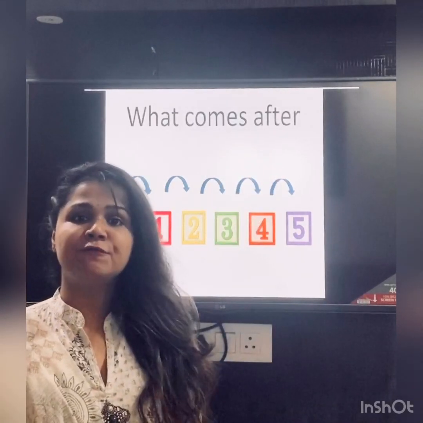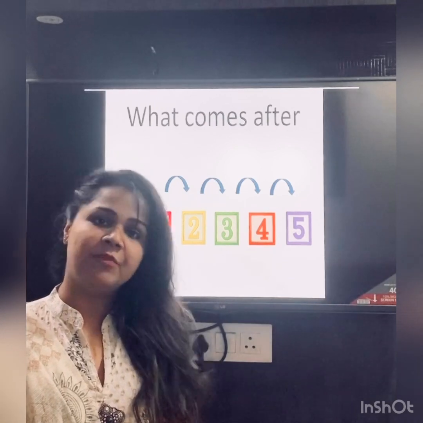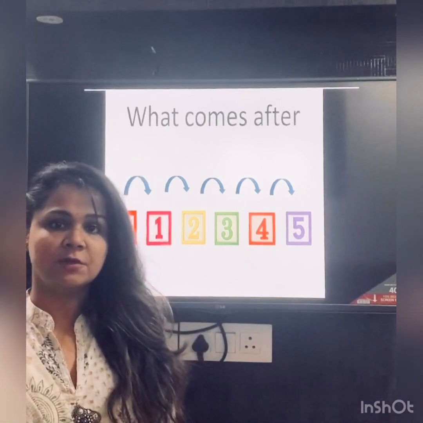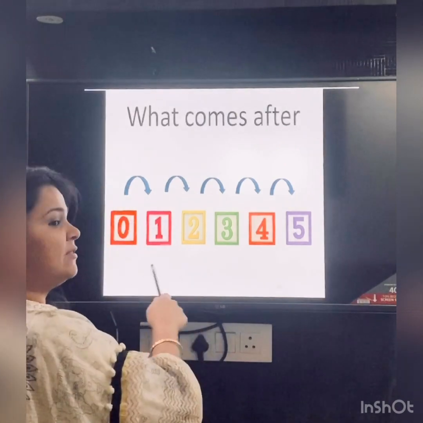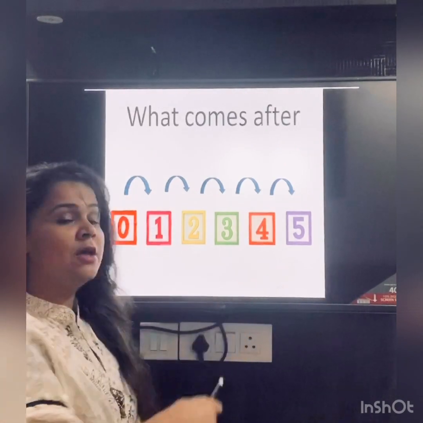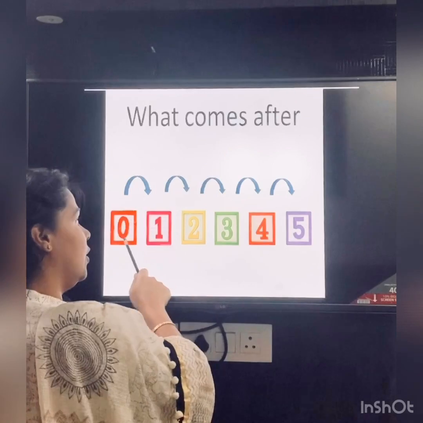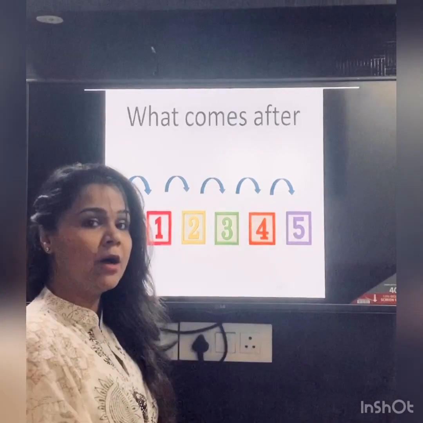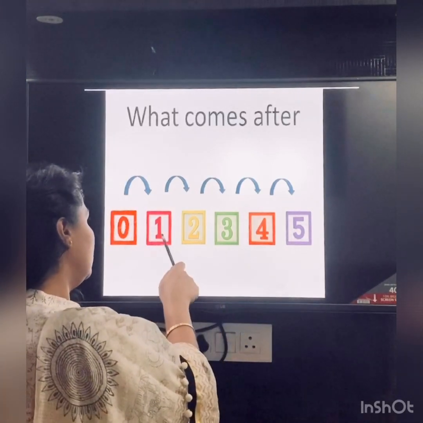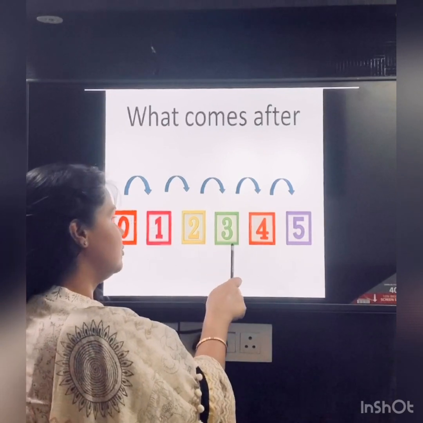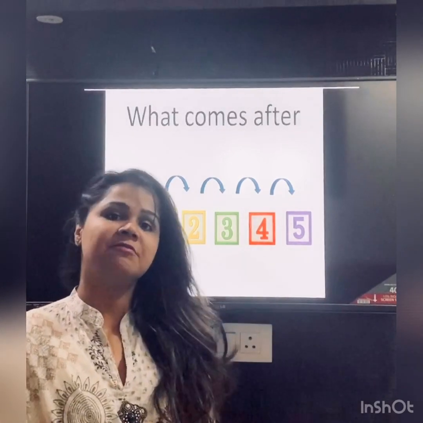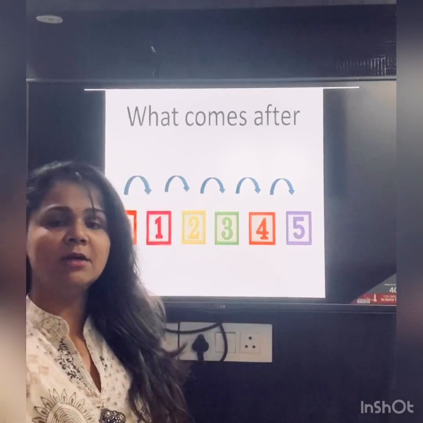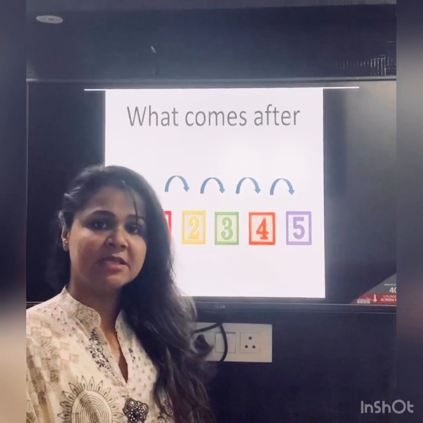So when we count forward from a given number, we get the number after. By forward counting, I mean counting. Suppose we have these numbers here, 0 to 5. So we'll count from 0 to 5. Let's count. 0, 1, 2, 3, 4, 5. So by counting forward, we get the number after. Let's see this with an example.